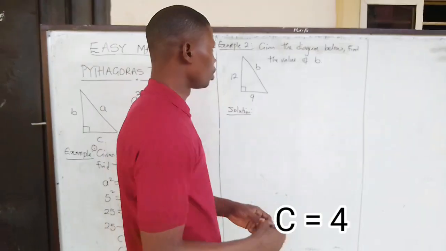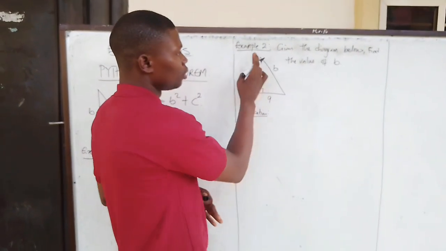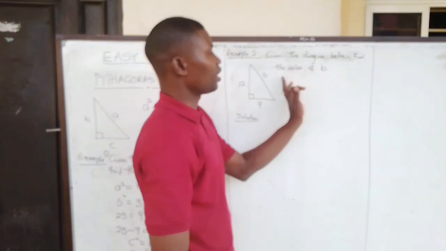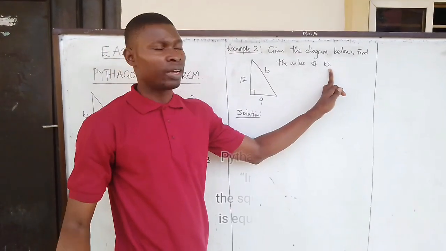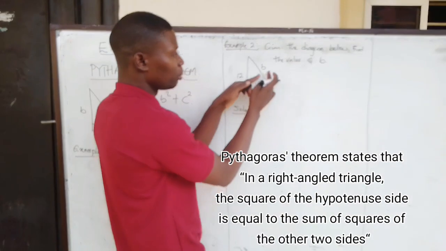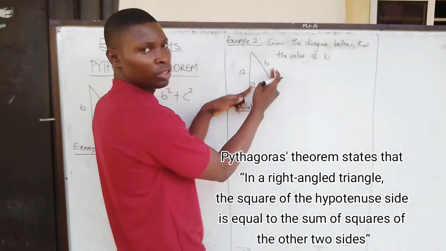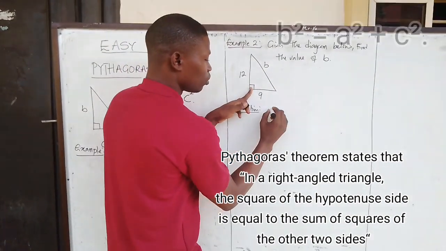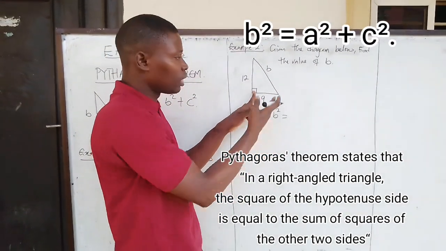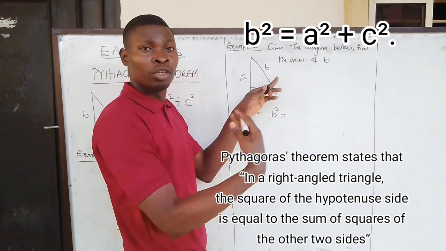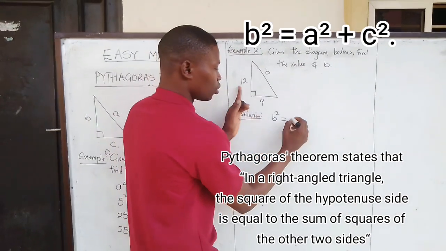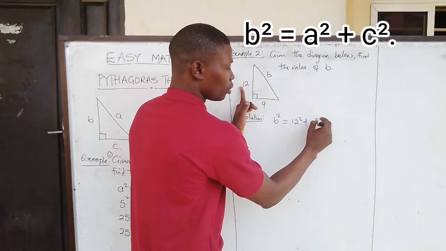You can pause. Right. Example 2. Given the diagram below, find the value of B. If you observe this very well, B is on the hypotenuse side. And the law says that the square of the hypotenuse will be equal to the sum of the squares of the other two sides, this side and this side. So B squared is equal to 12 squared plus 9 squared.